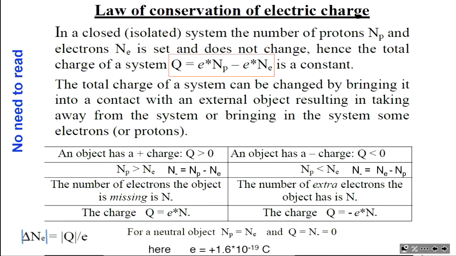We can have positive charges, negative charges. And if we have many of them put together, the result also might be positive, negative, or zero. And this equation tells us how to calculate the number of missing or extra electrons if we know the charge of an object. So we just have to divide the charge by the magnitude of the elementary charge.